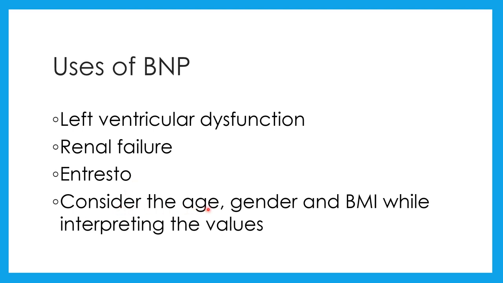We must also consider the age. The older we become, the higher the value of BNP. Also consider the gender: it is higher in women. And of course, body mass index: the value is low in obese and overweight people. But the value of NT-proBNP is not affected by obesity or weight, and it is likewise not affected by Entresto. So while interpreting the values, put aside the age, the gender, the BMI, the overweight, and the Entresto.